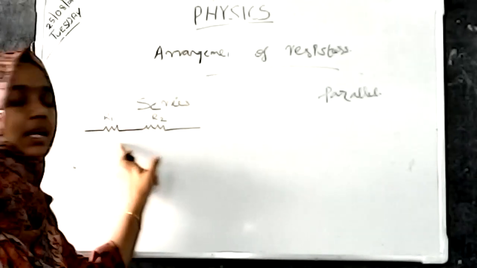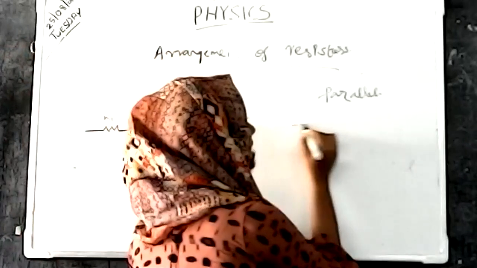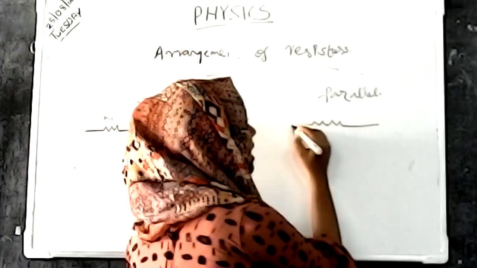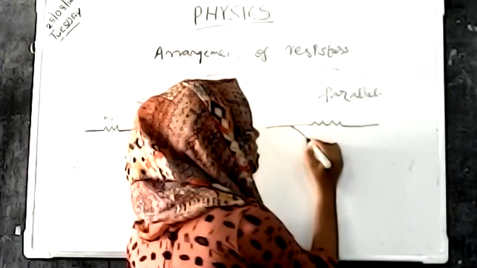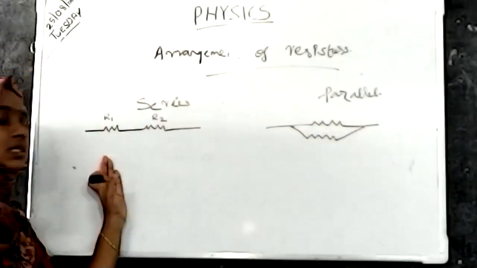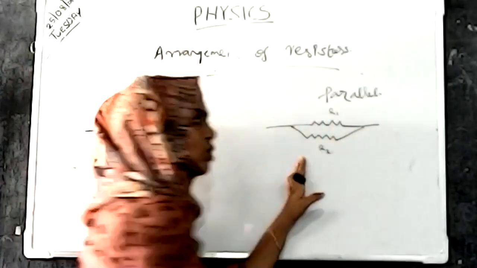So this is connected in series, and in parallel these are connected like branches. So this is series connection and this is parallel connection. This resistor is R1 and this is R2.